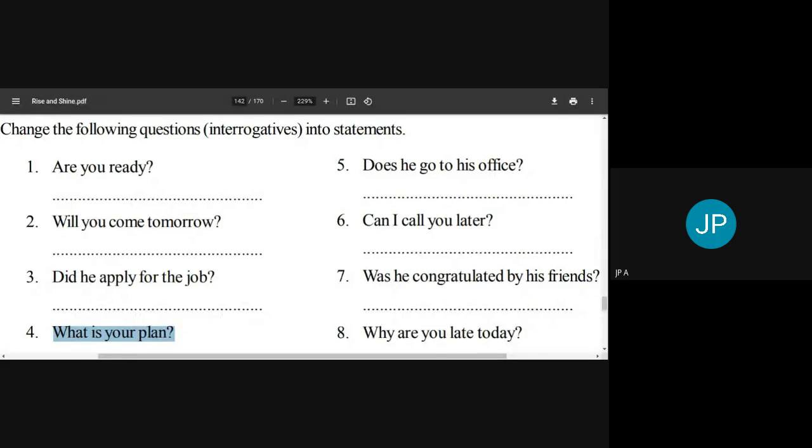Very good, Anjana. You have a plan is the statement. That's right. Next one. Surya, do may not go well with it, but you can also make use of make. You make a plan is also okay. Yeah, that's right, Surya. Good idea. You can use other words also, not just the primary auxiliary.